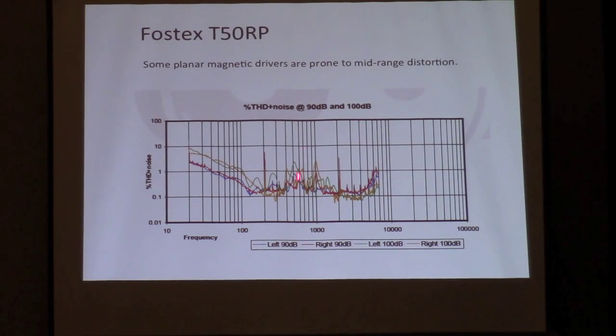At any rate, with T50RP planar magnetic headphones, a lot of times you'll see problems right in the mid-range in terms of distortion. What we're looking at on the THD plus noise plot is gross artifacts, and you can see that this is a sort of general trend of an artifact. If you see something that's a little small blip, like one of these blips up here, I would tend to not worry about it. I don't know what they are.